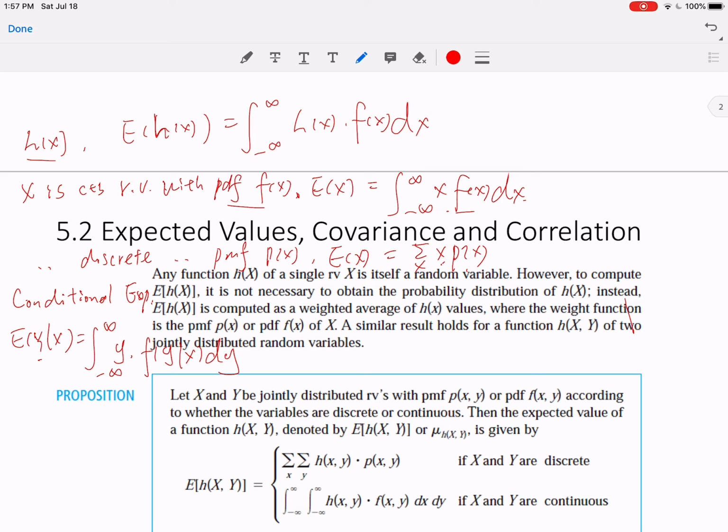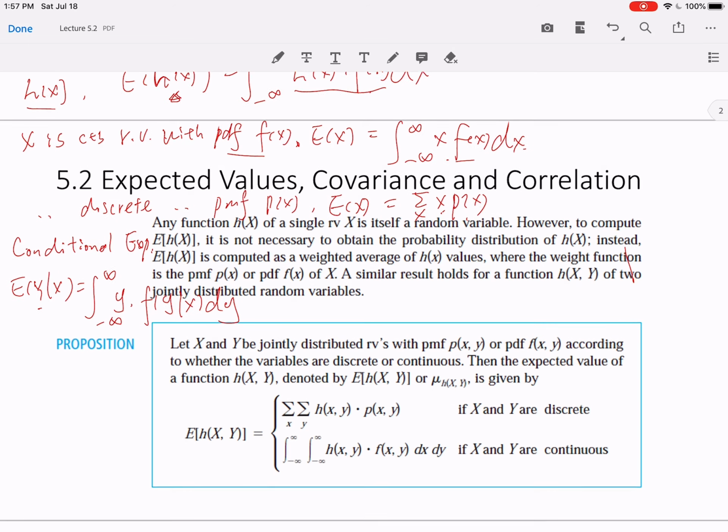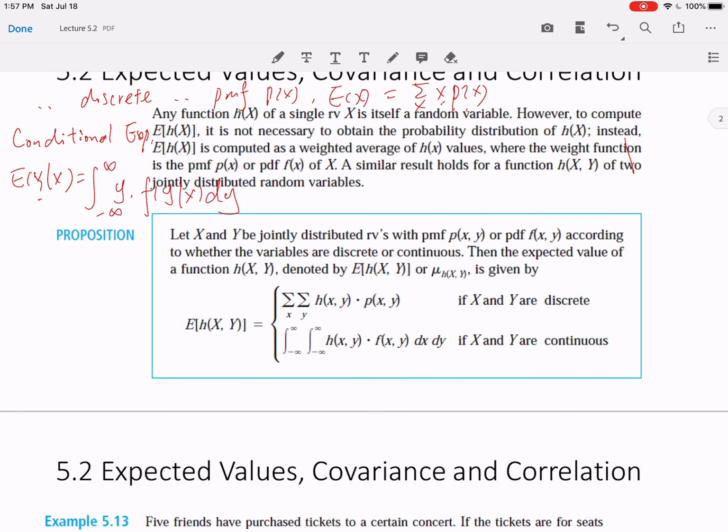So basically, if we want to find the expected value and it's continuous, we just need to integrate whatever is inside the parentheses of the expectation. We use this thing inside, multiply by the PDF, and then do the integration for the whole product. Same idea when we are dealing with two random variables.